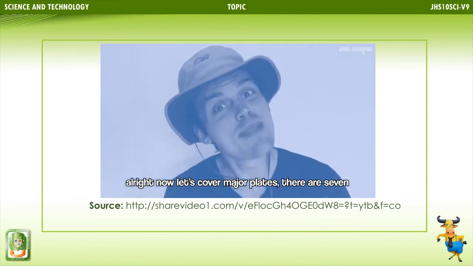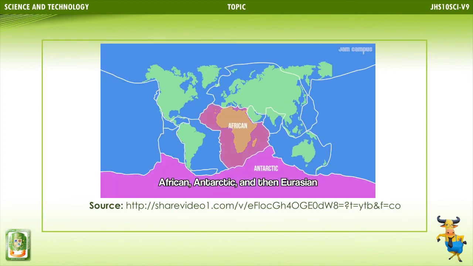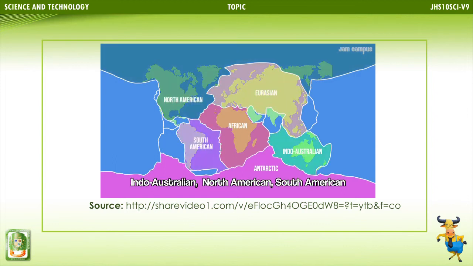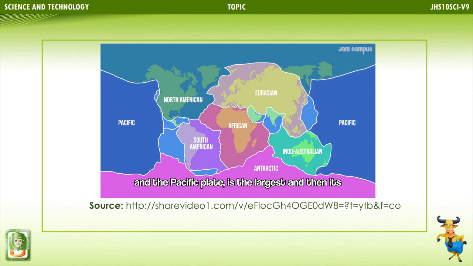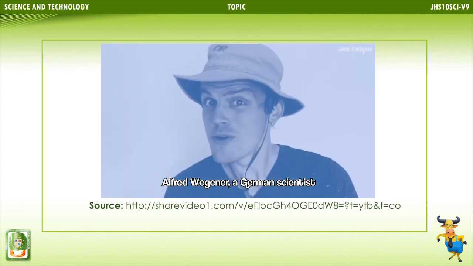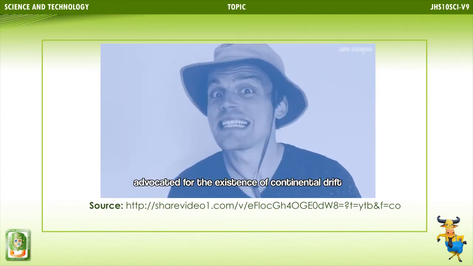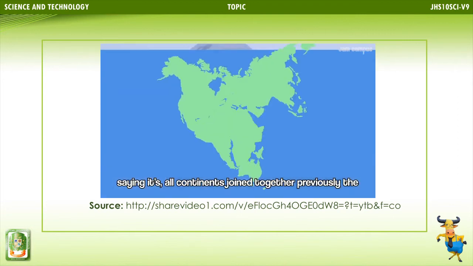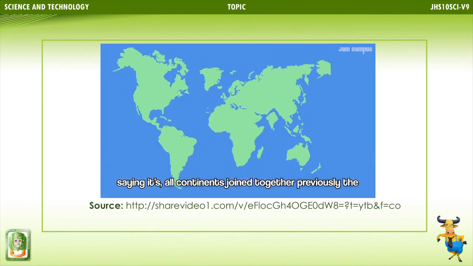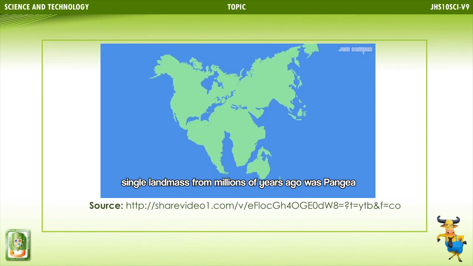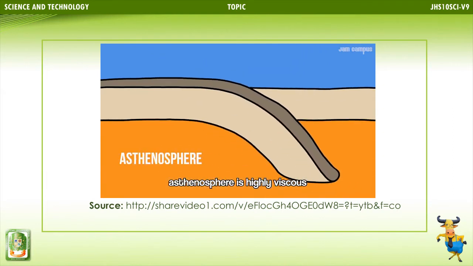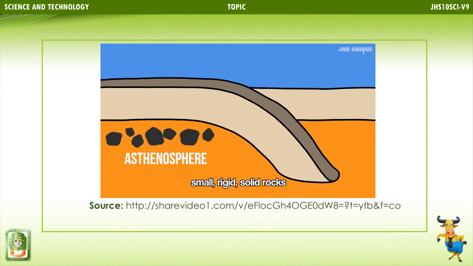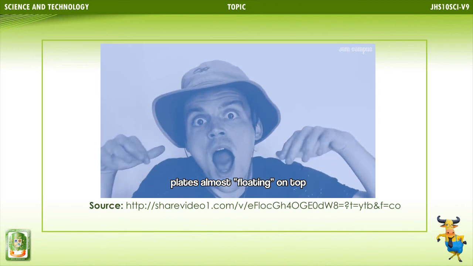Alright then, let's cover major plates. 7 major plates: African, Antarctic, Eurasian, Indo-Australian, North American, South American, and the Pacific Plate, which is the largest. Alfred Wegener, a German scientist, advocated for the existence of continental drift, saying all continents were joined together previously. The single landmass from millions of years ago was Pangea. The asthenosphere is highly viscous, with more pressure and heat on it, and the plates are almost floating on top.